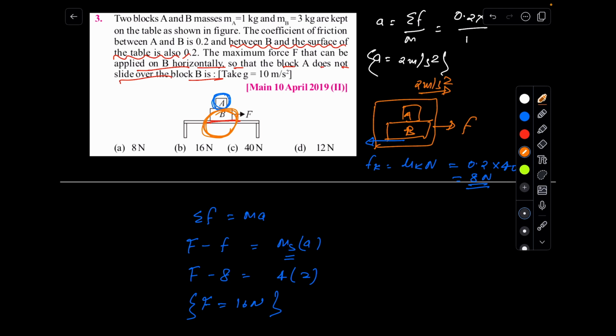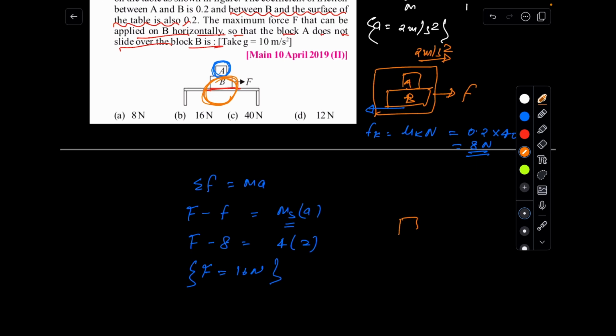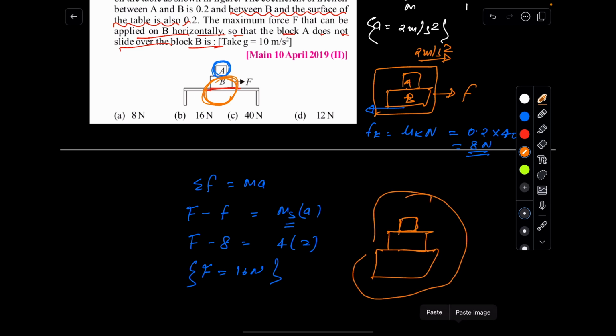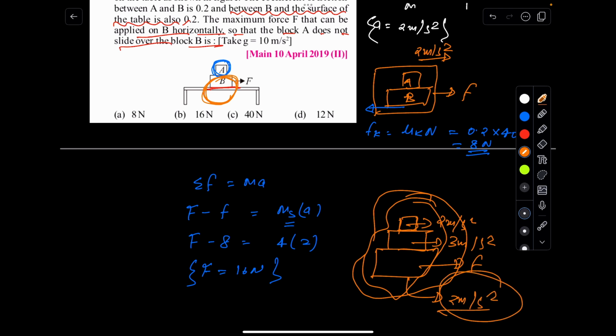You can also apply this concept when there are 3 blocks. When there are 3 blocks, then find out the maximum value of the acceleration when they are going to move together, right? Like this, A can move with a maximum acceleration of 2 meter per second square, B can move with the acceleration of 3 meter per second square, and you are applying a force on this C. So it means the system can move with the acceleration of 2 meter per second square. That will be our maximum acceleration.